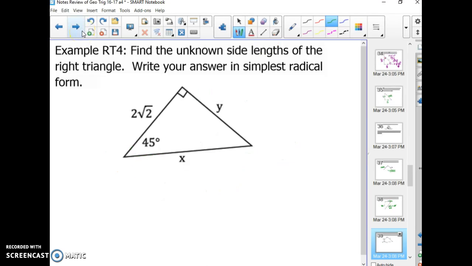Okay, so here's my next one. This is 2 root 2, so that has to be equal to 2 root 2. So x has to be equal to 2 root 2 times root 2, which is 2 times 2, which is then the value of 4.